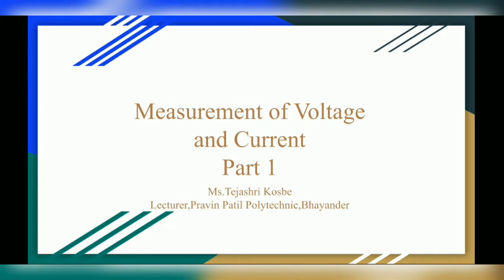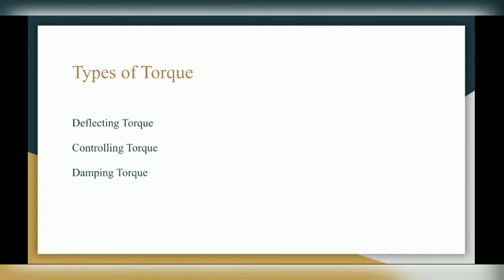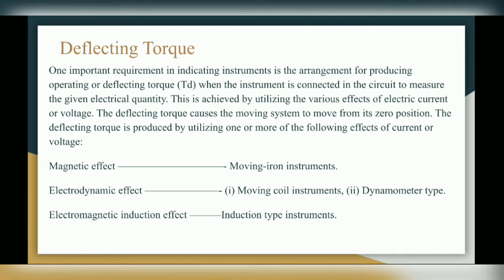My topic is measurement of voltage and current, part 1. Learning outcomes: in this video, you will learn about different types of torque in analog instrument and methods of producing this torque. So there are three main types of torque in analog instrument, which are deflecting torque, controlling torque and damping torque. So first one is deflecting torque.